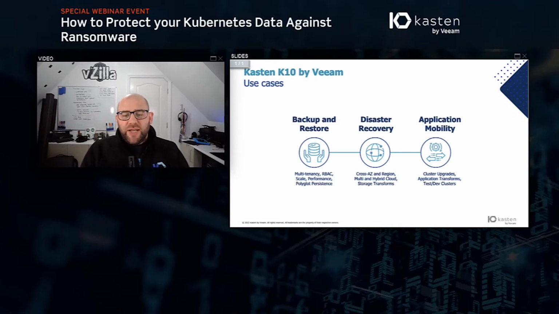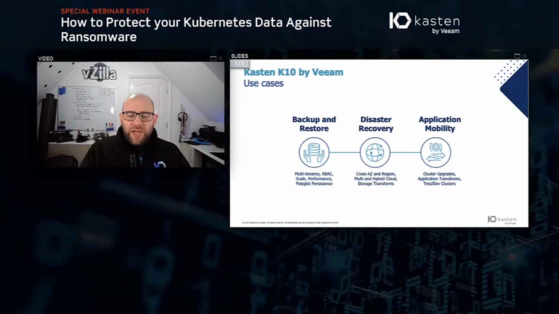Then disaster recovery in the middle. How can I be more prone to be able to recover my workload between availability zones and regions? How do I give the ability to manage multiple clouds in different regions, geos, etc.? And then how do I transform that?